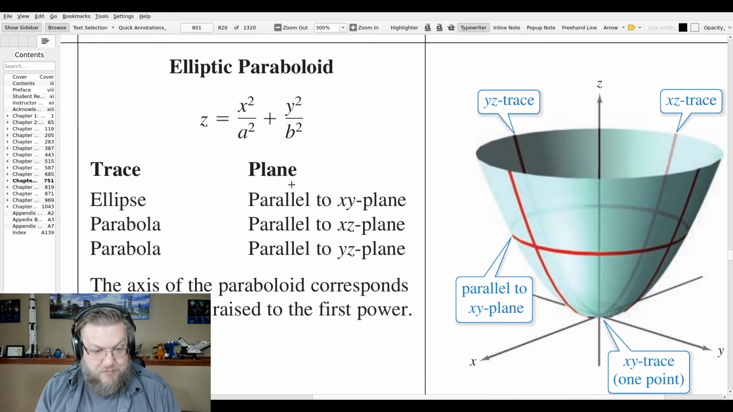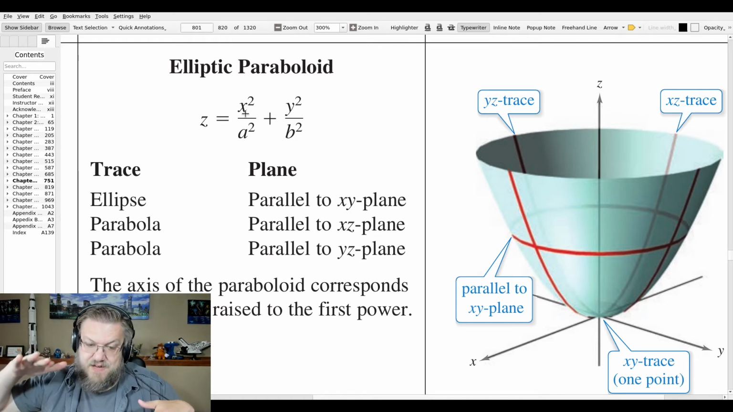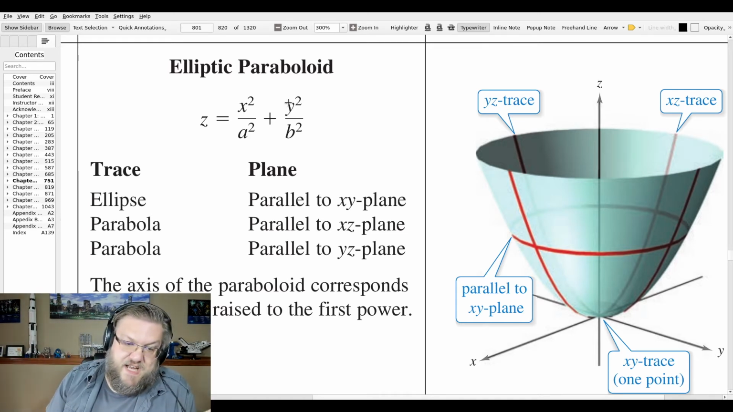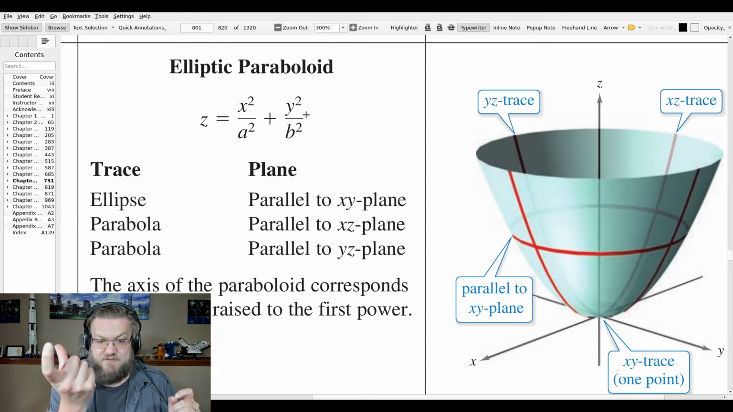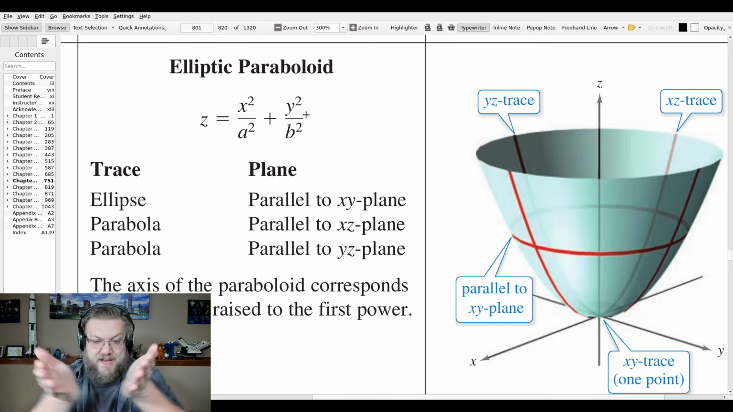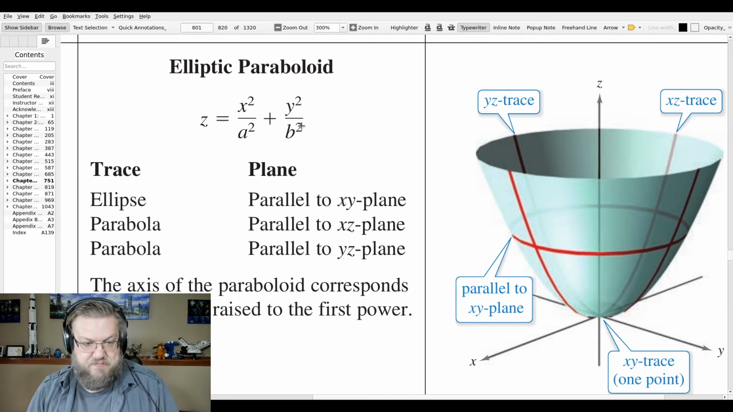We have an elliptic paraboloid. Now we're starting to get to parabolas because notice this is z, not z squared, and the rest are x squared, y squared. So there's that imbalance of power. That means when I make y 0, I'm going to get a parabola. When I make x 0, I'm going to get a parabola. So it's a parabola this way, a parabola that way, and it makes this bowl, which is known as an elliptic paraboloid.